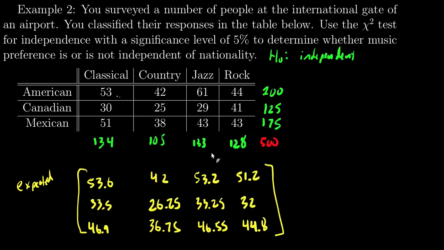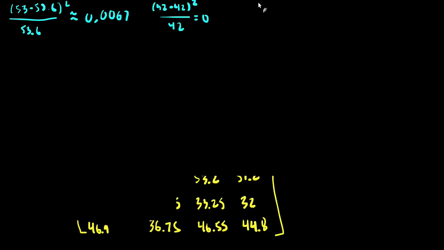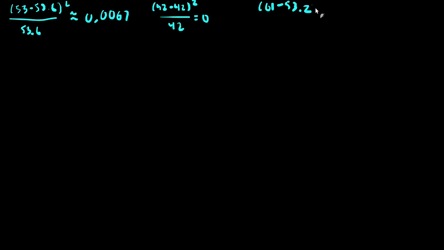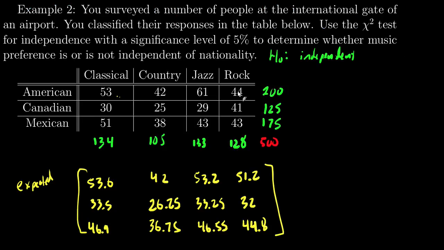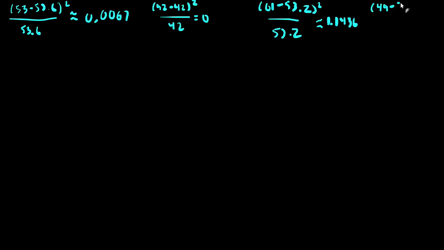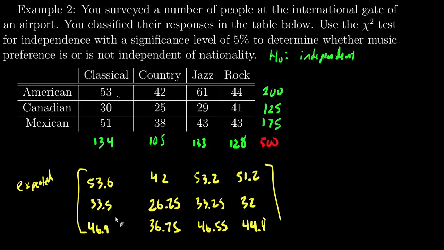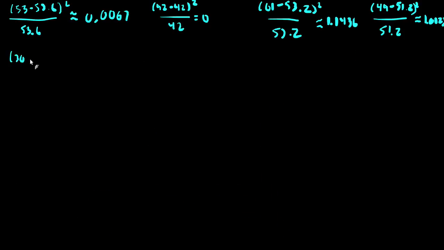I continue. 61, 53.2, observed, expected. So I do 61 minus 53.2 squared divided by 53.2, and that is approximately 1.1436. I continue. Feel free to fast forward or skip on in the timestamp. So observed is 44, expected is 51.2, so I do 44 minus 51.2 squared over 51.2, and I get 1.0125. I continue. Observed is 30, expected is 33.5, so I do 30 minus 33.5 squared over 33.5, which is approximately 0.3657.